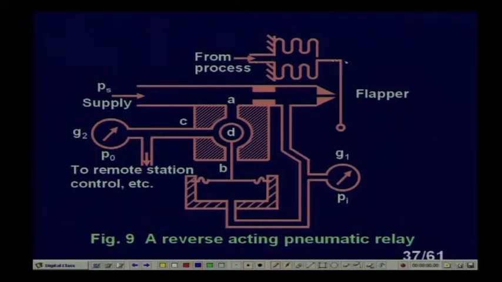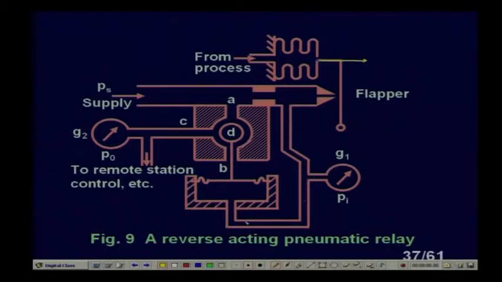So, if the pressure increases, this bellow will move in this direction. Because this is a fixed end of the bellow, the flapper will move in this direction, horizontally. If it moves, then what will happen? You see that more air will leak out. More air will leak out, and this will reduce the pressure here.